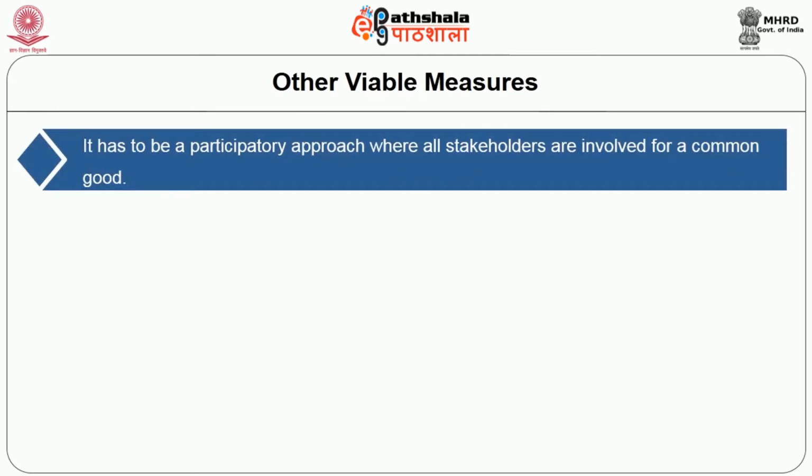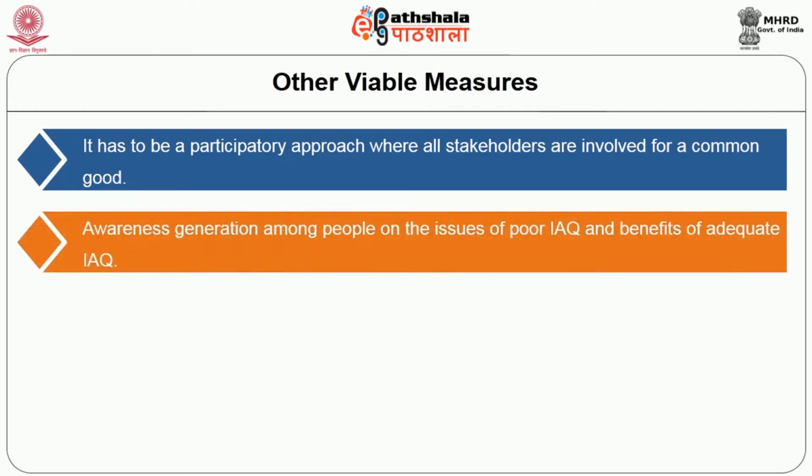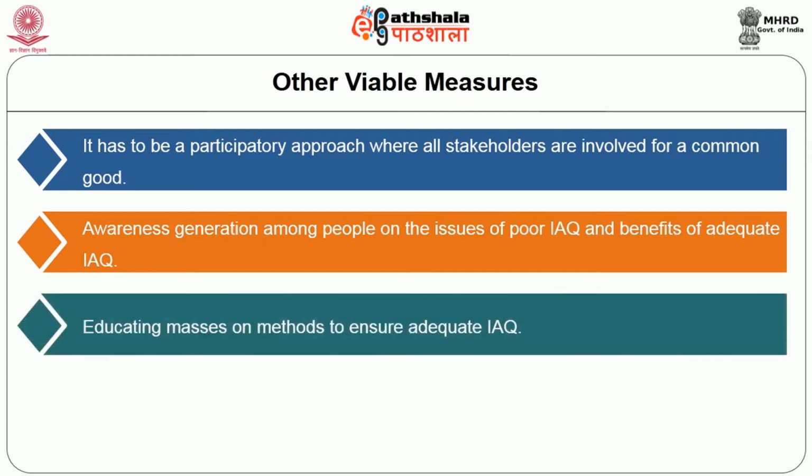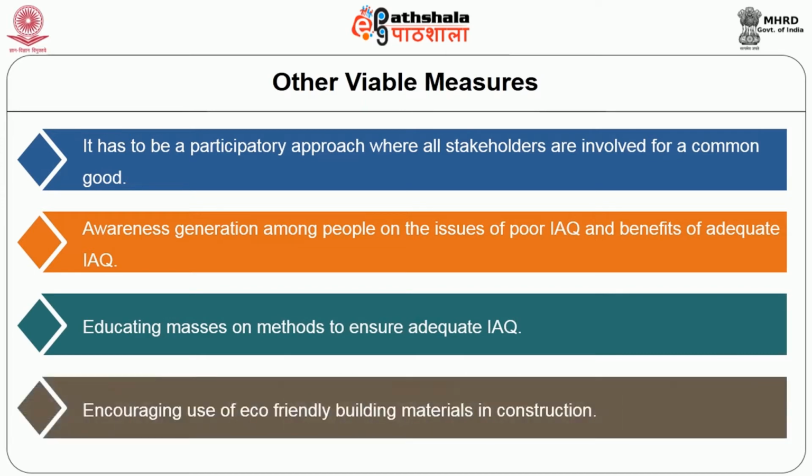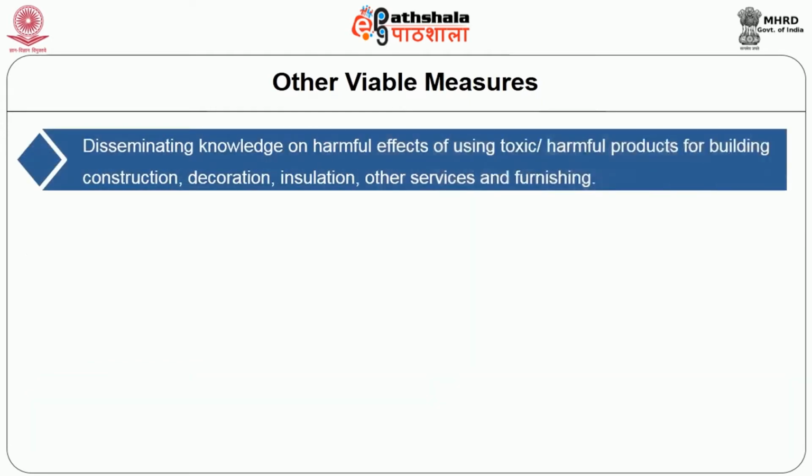It has to be a participatory approach where all stakeholders are involved for a common good. Awareness generation among people on the issues of poor IAQ and benefits of adequate IAQ. Educating masses on methods to ensure adequate IAQ. Encouraging use of eco-friendly building materials in construction. Disseminating knowledge on harmful effects of using toxic, harmful products for building construction, decoration, insulation, other services and furnishings.